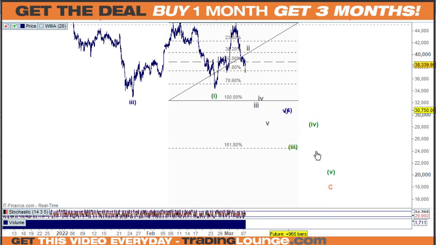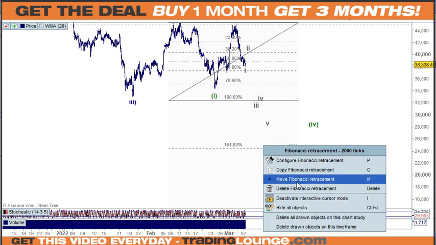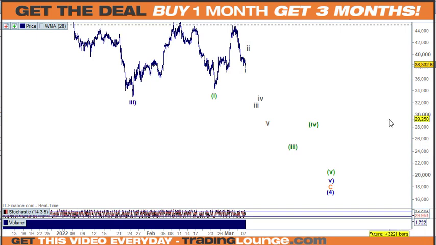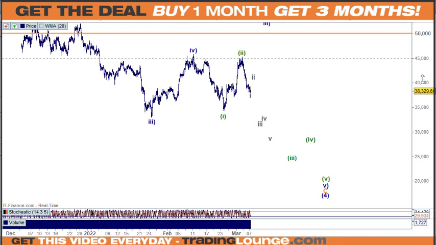Obviously we need to do some more work on that, but it would bring us down into that low there. But I don't particularly like that as a wave 4, I have to say. We'll look at that in a moment.